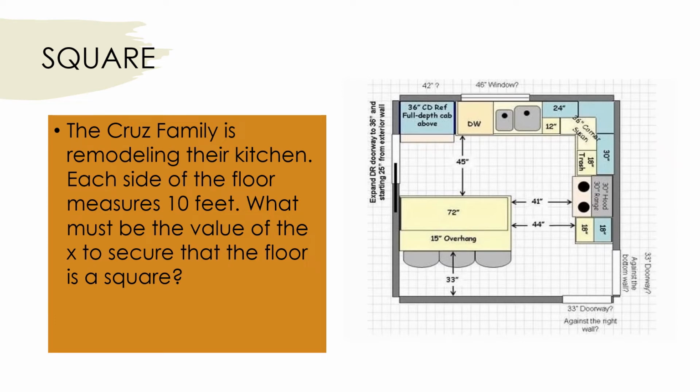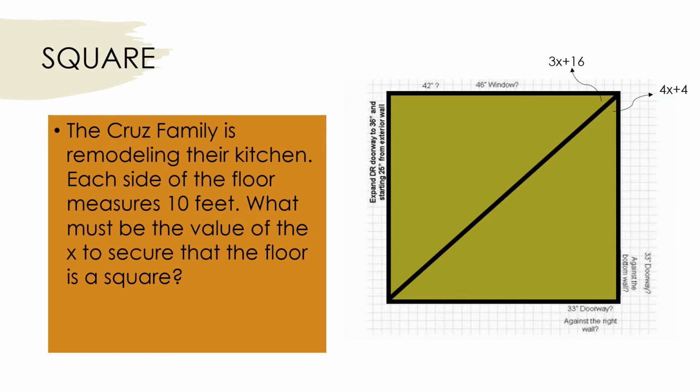The Cruz family is remodeling their kitchen. Each side of the floor measures 10 feet. What must be the value of x to secure that the floor is a square? So let us refer to the given figure, and based on the given, we have 3x plus 16 as the quantity of the given angle, and the other half will be 4x plus 4.